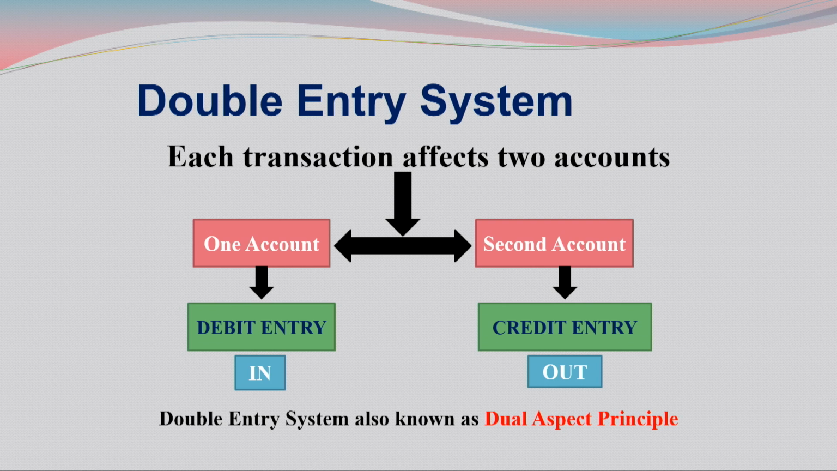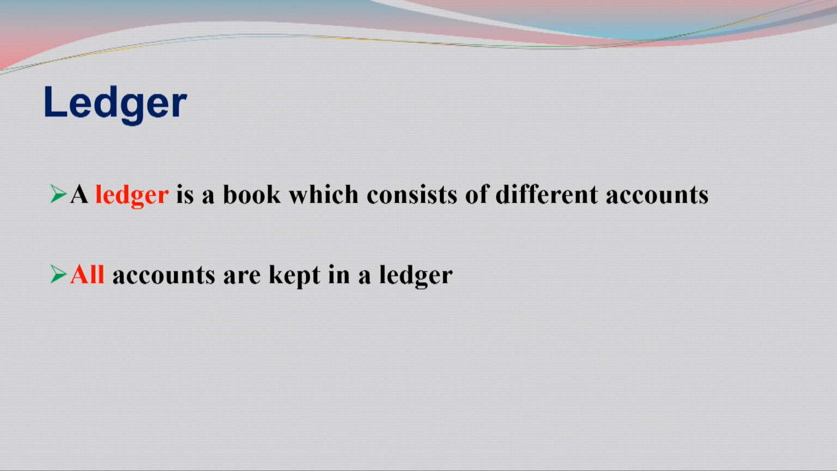Debit entry records all the things which are coming in the business, whereas credit entry records all the things which go out of the business. As you have learned, the double entry system is also known as the dual aspect principle. A ledger is a book which consists of different accounts. This means that all accounts are kept in a ledger.